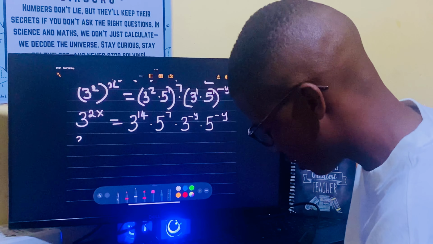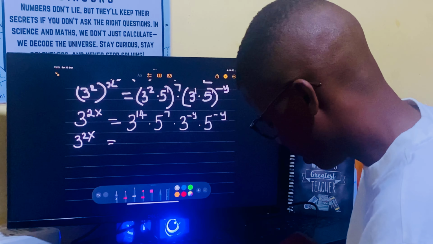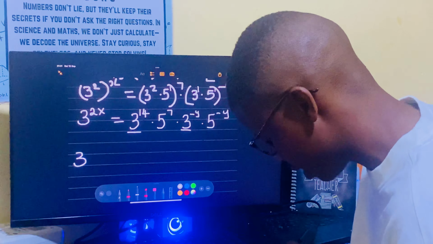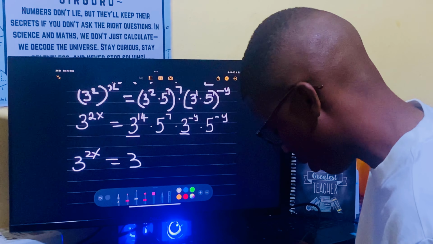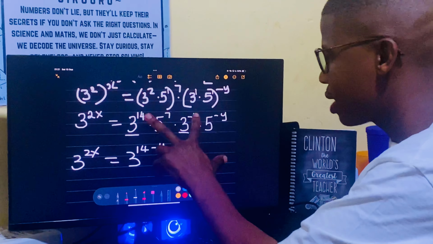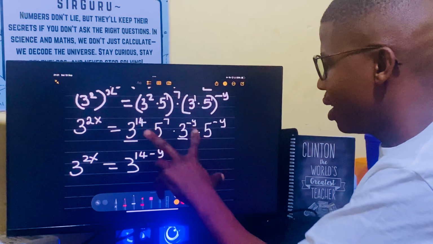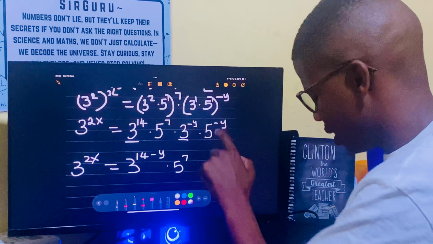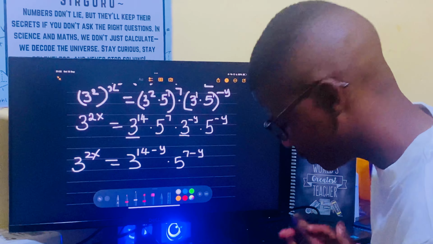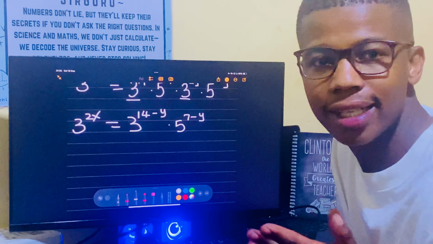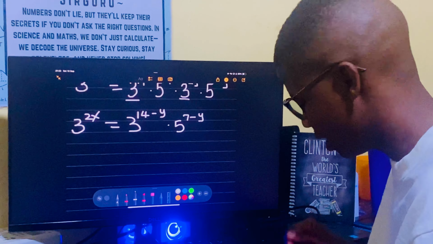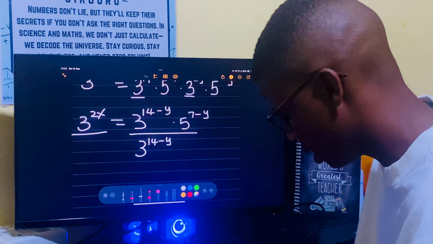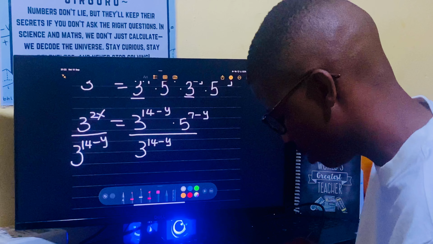According to laws of exponents, if the bases are the same, I can add the exponents, right? Actually, let me put it here for space. So here I'm going to have 3 to the power 14 minus y, because I have to add these two, right? And 5 to the power 7 minus y, right? And then now I'm going to group the 3's to one side and the 5's to the other side. So I'm going to divide by 3 to the power 14 minus y on both sides.